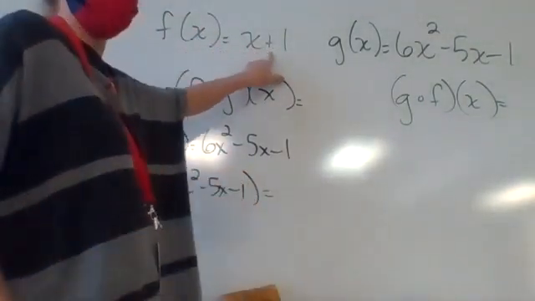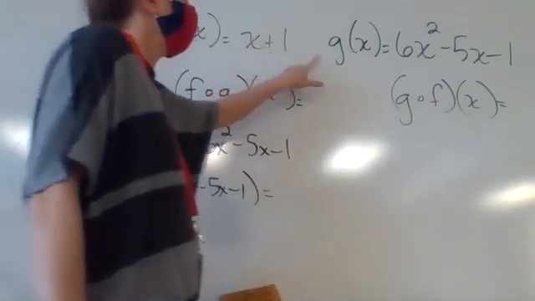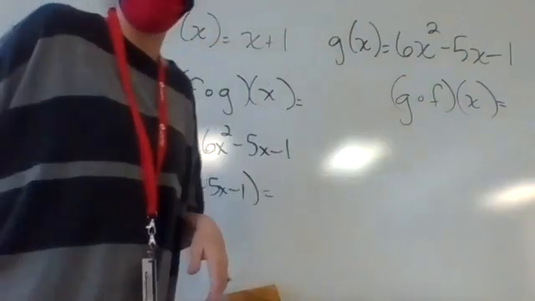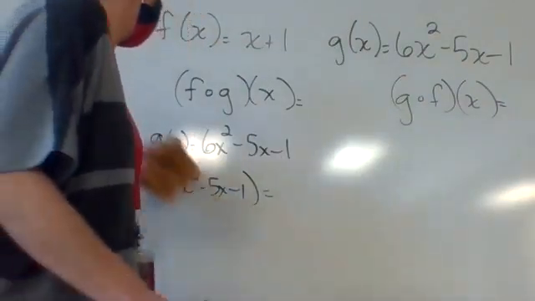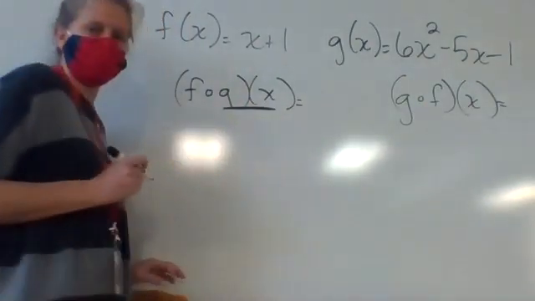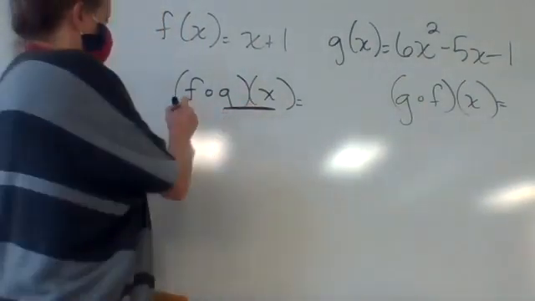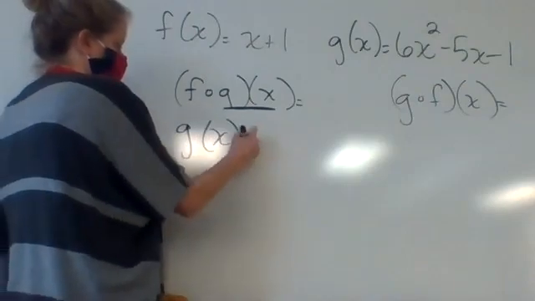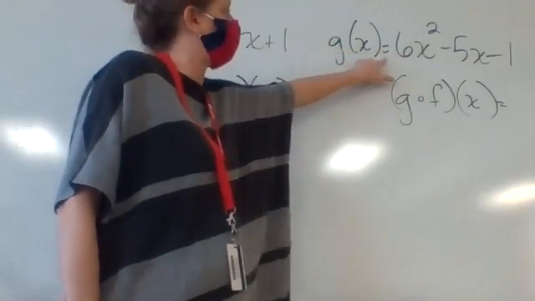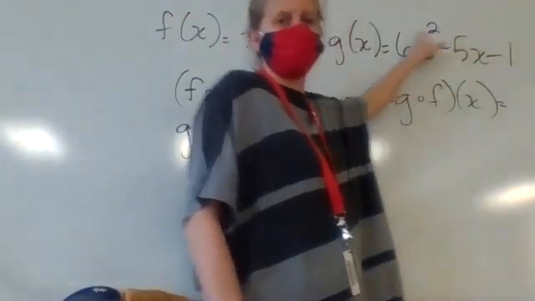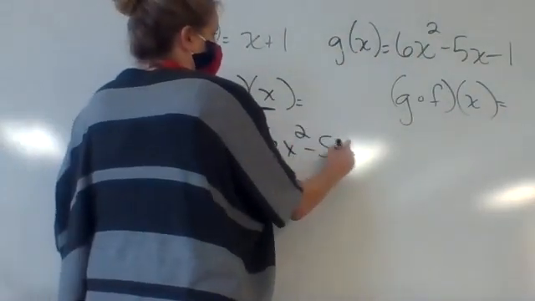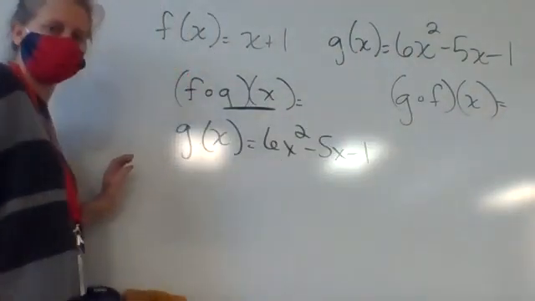So the two functions were f of x is x plus 1, and g of x is 6x squared minus 5x minus 1. I'm assuming this is how you did this one: you're always going to find what's here first. So the first thing I need to know is what is g of x. I know what g of x is because it says g of x equals this. So it's just 6x squared minus 5x minus 1.